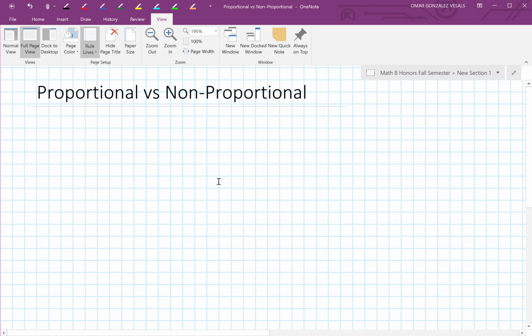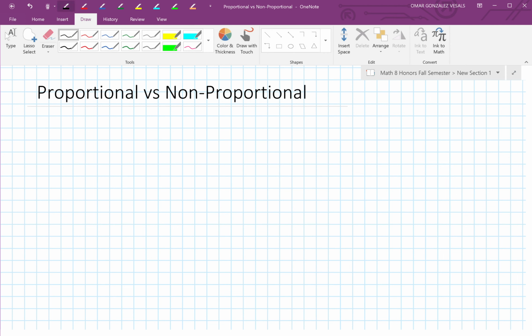Alright guys, so yesterday we mainly went over proportional. Did we have any questions on the proportional stuff from yesterday? No? So what can you guys tell me about proportional? It goes to the origin. Very good. So when we're talking about proportional, there's a couple ways to tell if something is proportional.